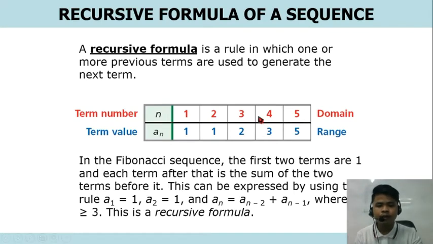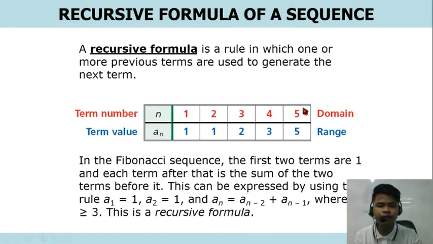Okay. Dito sa fourth term, the value is 3. Okay, why 3? It is because the values of second and third term were added. 1 plus 2, it is equal to 3. That's why the value of the fourth term is equal to 3.